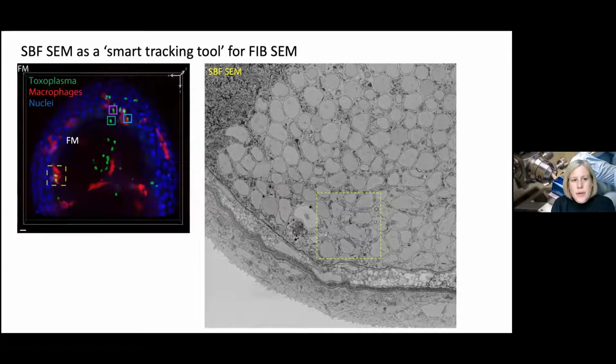And so what MC did was use serial block face SEM as a smart targeting tool. So here again, we have the vibratome slice with the fluorescence, and this is our region of interest with a macrophage containing 2 parasites. So she embedded the sample, put it into the serial block face SEM, and then whilst watching the images being acquired, she tracked down until she found the region of interest just above it, and then transferred the sample over to the focused ion beam scanning electron microscope.